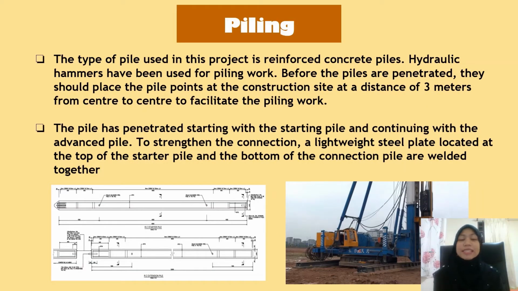The next one is piling. The type of piling used in this project is reinforced concrete piles. Hydraulic hammers have been used for piling work. Before the piles are penetrated, the pile points should be placed at the construction site at a distance of 3 meters from center to facilitate the piling work.